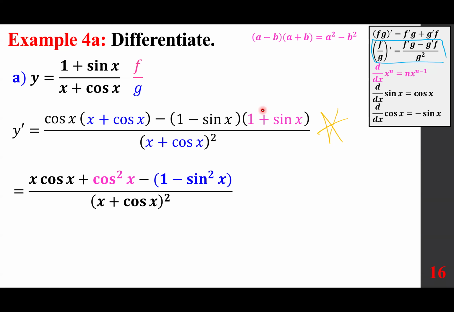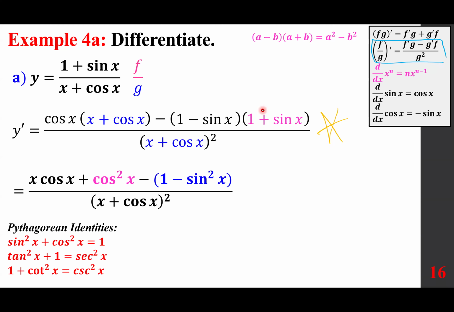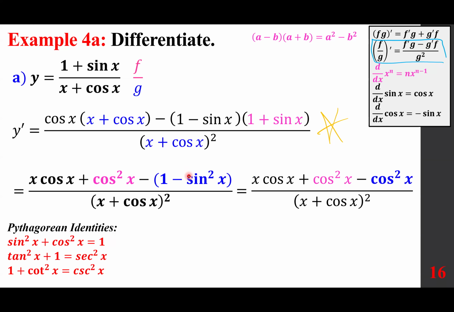Reminding you of Pythagorean identities in trigonometry, sine squared plus cosine squared is 1. Tan squared plus 1 is secant squared. 1 plus cotangent squared is cosecant squared. So if we look at the first one, it also means sine squared is 1 minus cosine squared, and cosine squared is 1 minus sine squared. So we are going to replace this with cosine squared. Cosine squared and negative cosine squared cancel each other. The final answer, y prime, is x cosine x over (x plus cosine x) quantity squared.